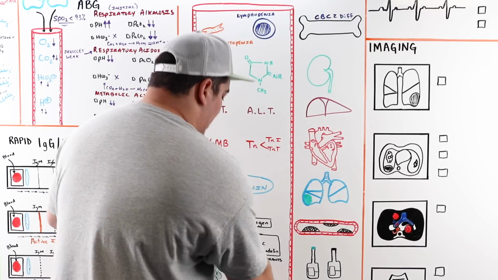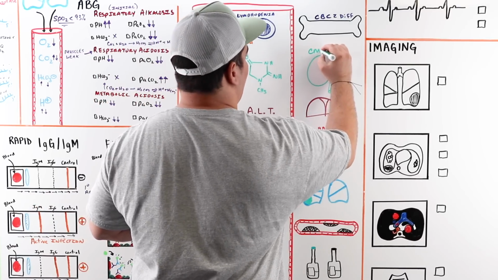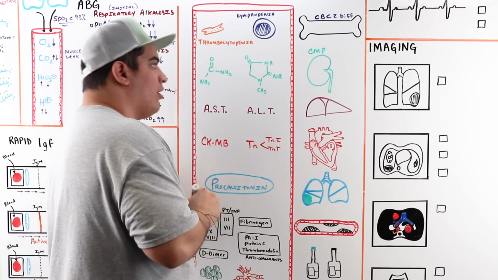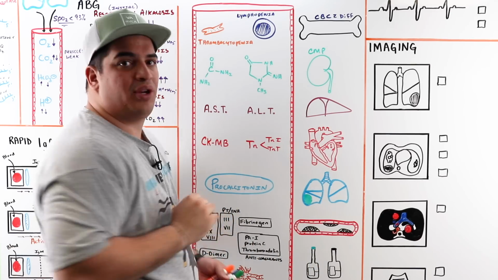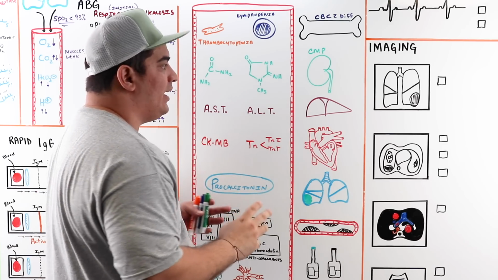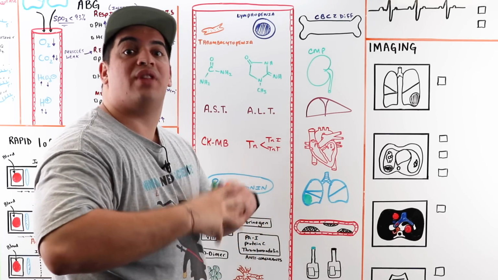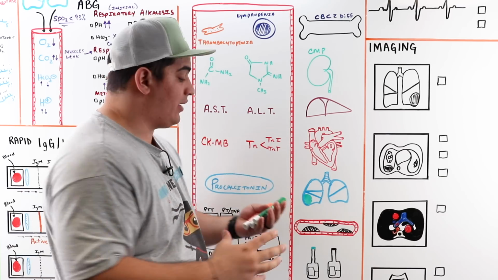The next thing we do is we order a CMP. And a CMP is going to tell us our electrolytes, it's going to tell us our glucose, it's going to tell us our kidney function and liver function. Well, let's assume that the liver and the kidney have been damaged either directly through the cytopathic effect of the virus or due to that multi-system organ failure effect.